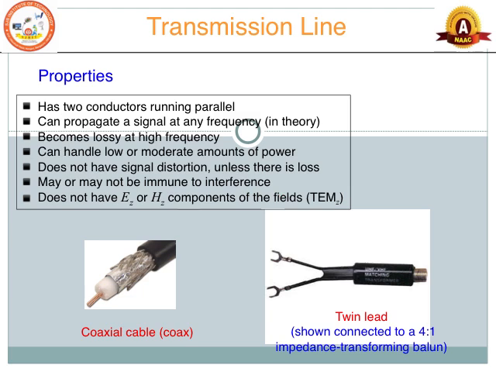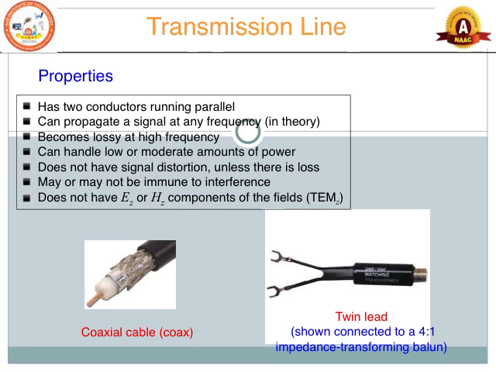Coming to the last property, it does not have the Ez or Hz components of the fields. Whenever a transverse electromagnetic field is considered, propagating in the Z direction, we can say this transmission line will not have any electric field or magnetic field in the Z direction.